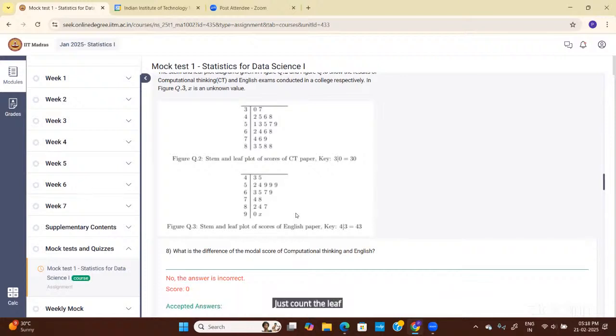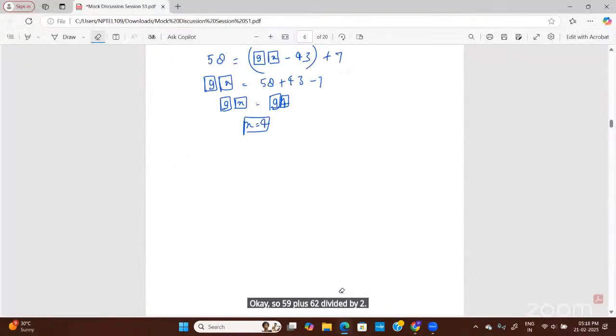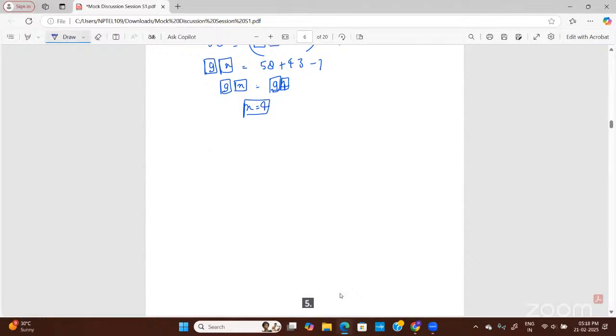In the first one you can see the 11th observation is 59 and the 12th is 62. So 59 plus 62 divided by 2, the median for CT will be 60.5.